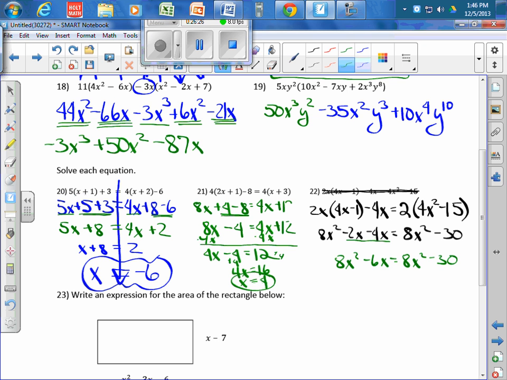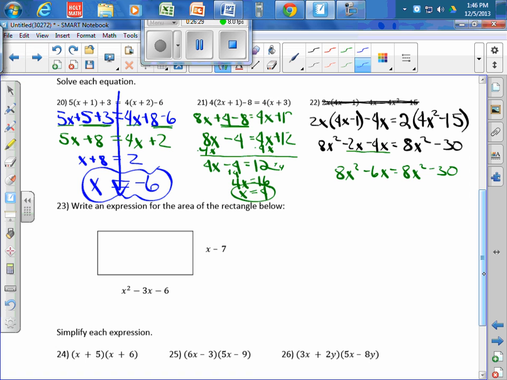And if you'll notice, what's going to happen here is that when I subtract the 8x squared here and subtract the 8x squared here, what happens? They cancel out. We need those to cancel out. And you're left with negative 6x equals negative 30 and x equals 5.